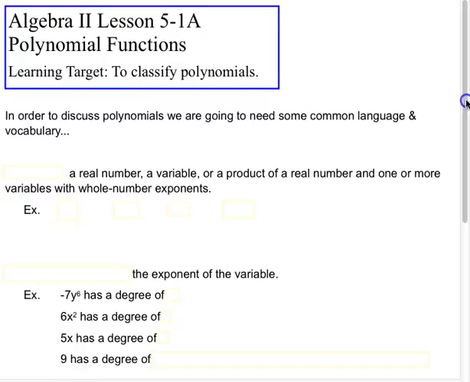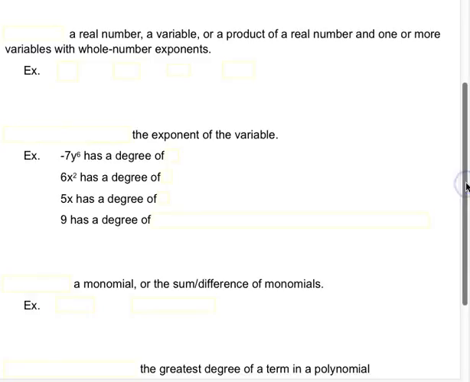So diving right in. The first thing that you need to know is the term monomial, which again, hopefully is kind of a throwback to Expo, because I know you've seen this before. But all a monomial means is a real number, a variable, or a product of a real number with one or more variables with whole number exponents. So that sounds a little bit wordy, right?